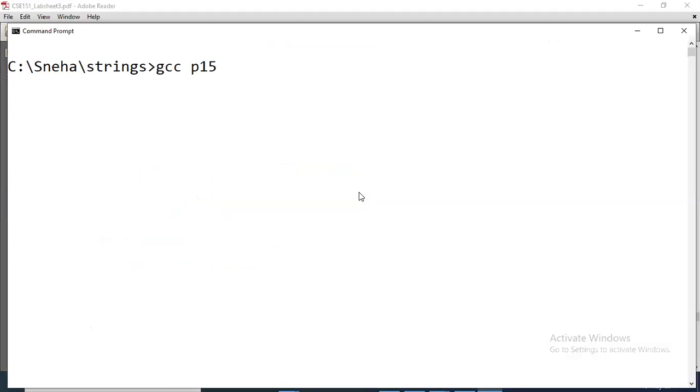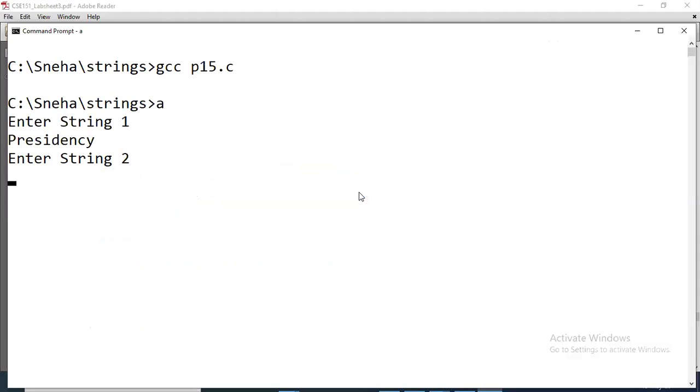So here is the execution. I'm going to give the string, say, let us give Presidency. So Presidency is string 1 and for string 2 I am giving a larger value because we need the first 10 letters, right? So University Bangalore. So here string 1 is Presidency, string 2 is University Bangalore.